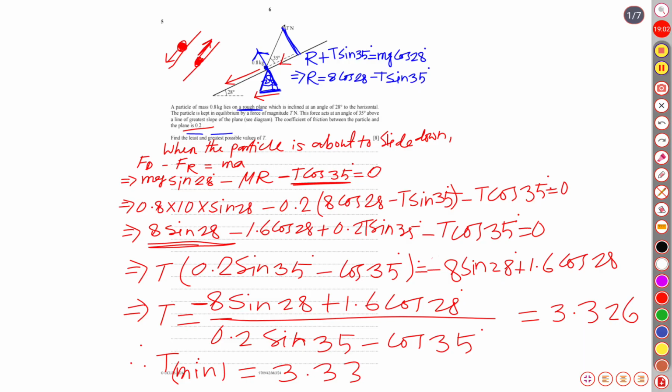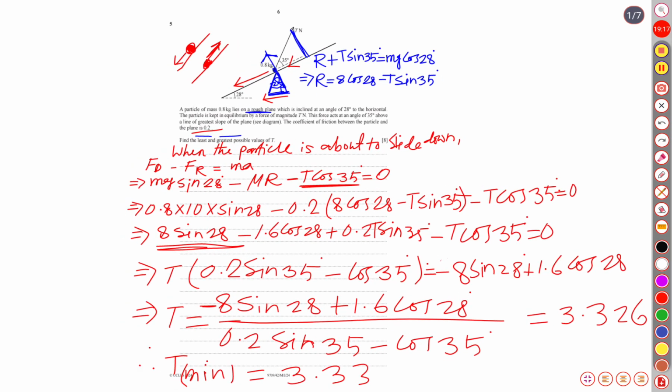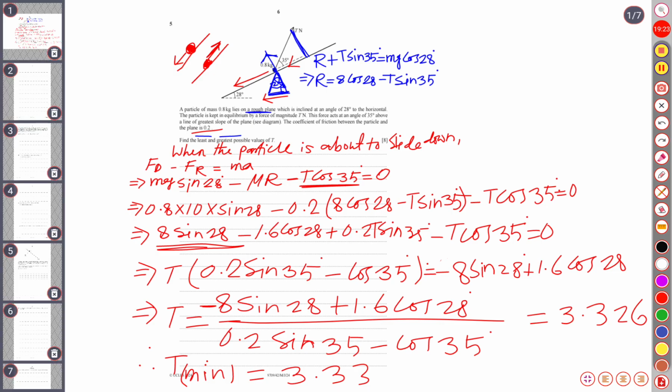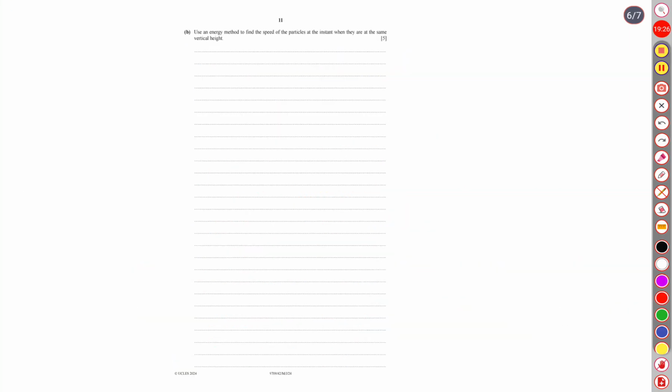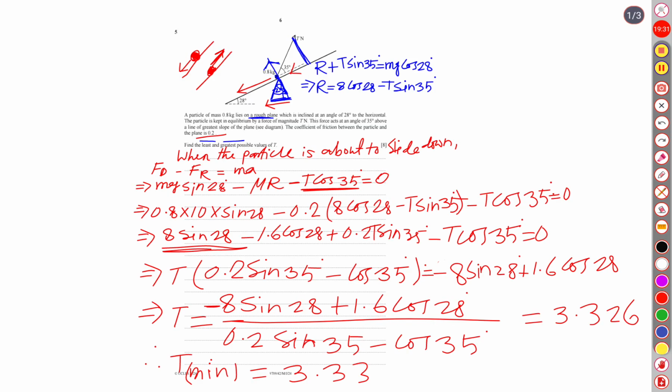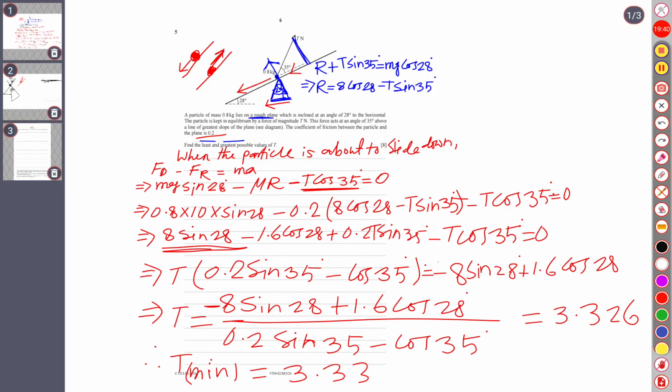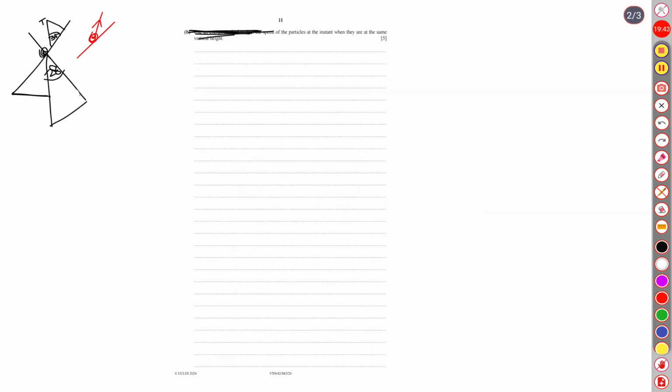So let us see the second case. What will be the maximum value of T? For that, let me write just under this, whether I do have space or not. Okay, I will have to borrow a page. Let's write on the next page. For the second case, we have already analyzed that the particle was about to move up. So let it be written on the next page.